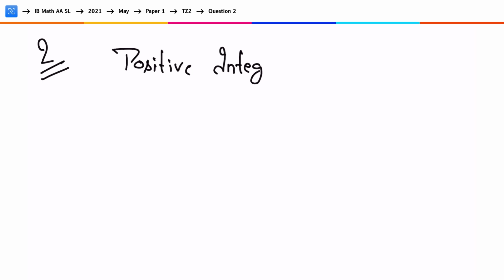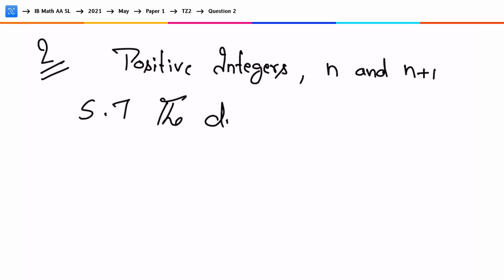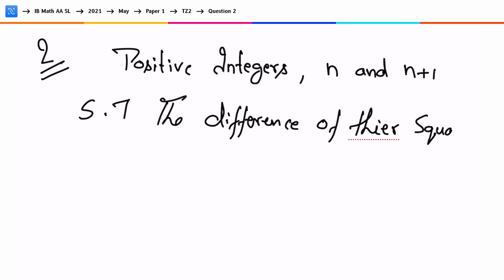Question 2: for the two positive integers n and n plus 1, show that the difference of their squares is equal to the sum of the two integers.